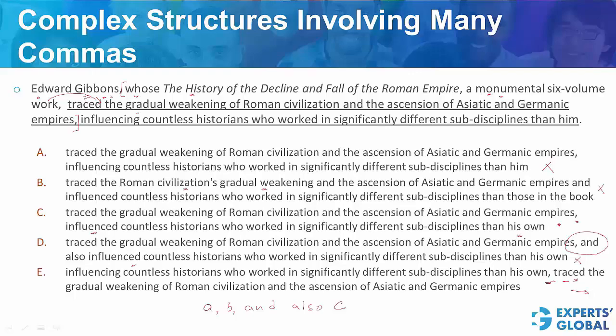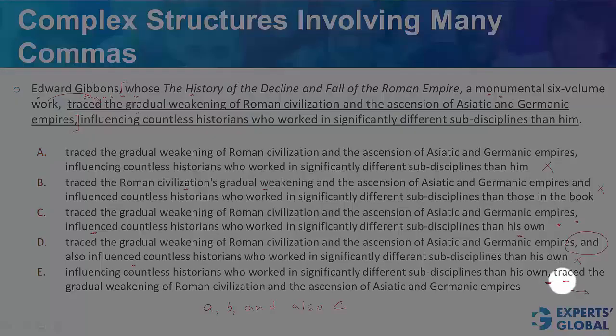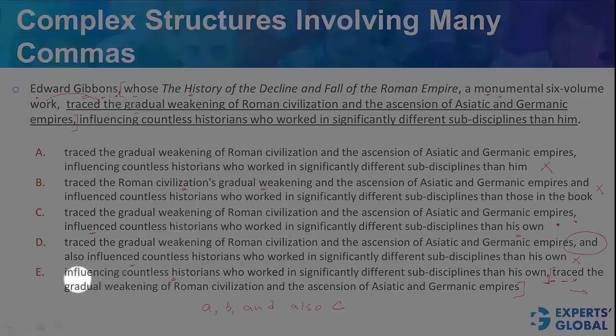Look at choice E. After the last comma here, you have traced. Traced the gradual weakening of Roman civilization and the ascension of these empires is something that the set of books do. This is not something that the author did. The author influenced countless historians. Answer choice E puts this phrase here next to the verb here, suggesting that the influence was done by the 6-volume work, and the tracing was done by Edward Gibbons. That's not correct. It's the other way around. Tracing was done by the work here, and influence was made by Edward Gibbons.